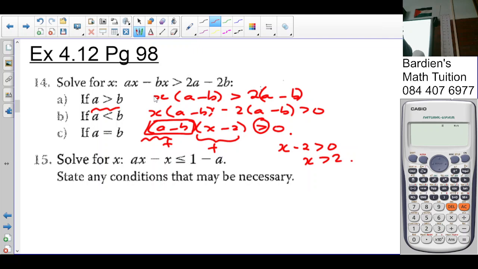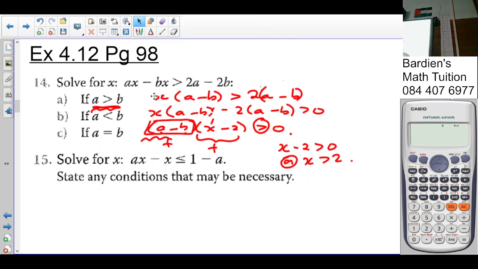If you give any value less than 2, say 1: if x is 1, 1 minus 2 is minus 1. So we got minus 1 times positive. If a is greater than b, that means it's a bigger number minus a smaller number, so the number will always be positive. A positive times a negative will result in a negative number, which is less than 0. The inequality has to go the other way around. So the answer I'm going with is x has to be greater than 2.